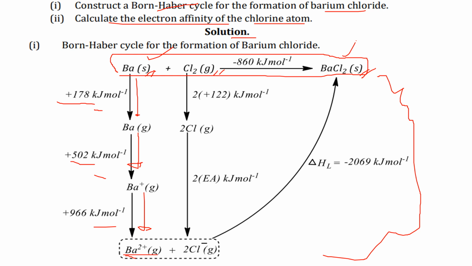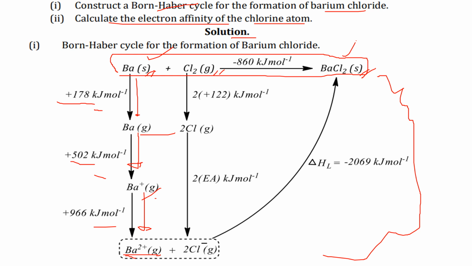Make sure that all you're dealing with are gaseous ions. We deal with gaseous atoms and gaseous ions. From an element, we go to a gaseous atom. From a gaseous atom, we go to a gaseous ion, so that we can get the lattice energy, because for lattice energy to be attained, we must react gaseous ions.